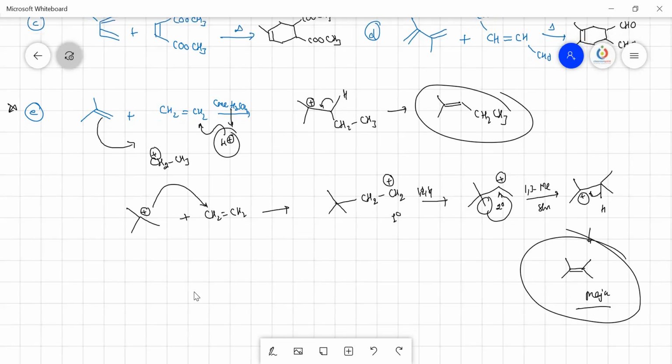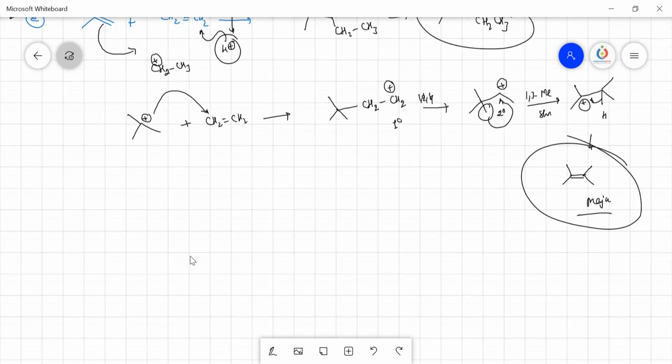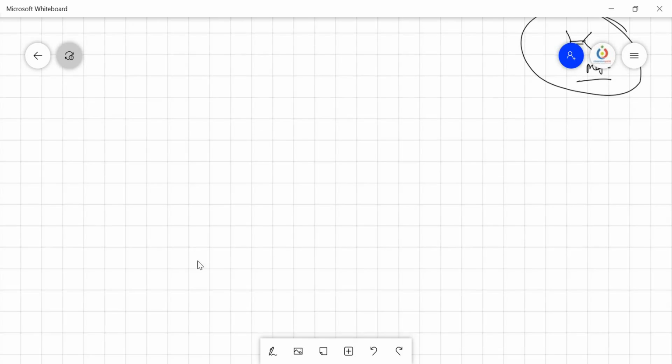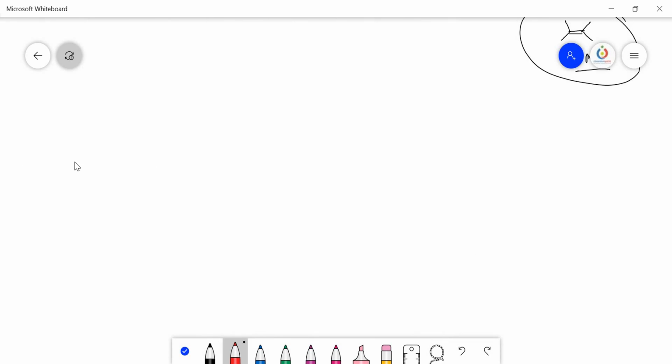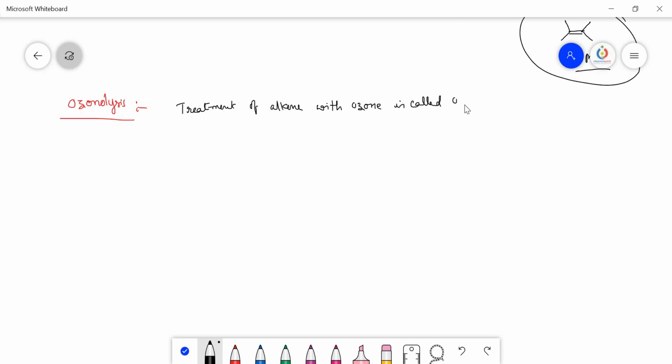Now we are going to discuss another important reaction, that is ozonolysis of alkenes. Very important reaction, easy and important. So here ozonolysis, what does it mean? It means treatment of alkene. Even alkynes also react, but we are discussing the alkenes chapter, so I am taking alkene. Treatment of alkene with ozone is called ozonolysis.